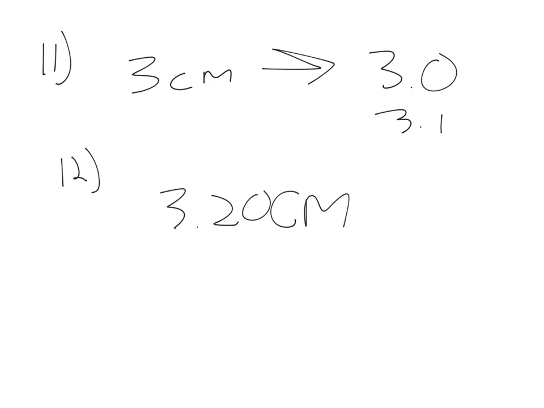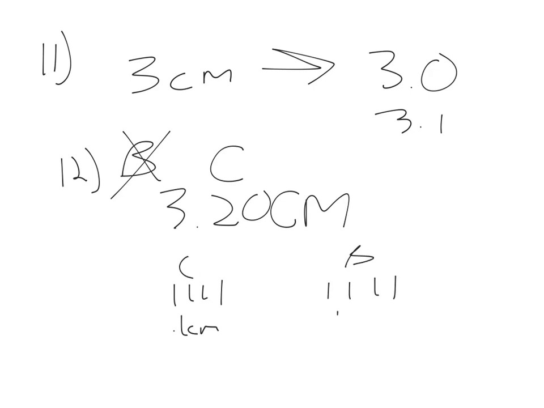But this is okay with ruler C, but you can't do it with ruler B. Why not? Well, look at ruler C. Ruler C, the lines are 0.1 centimeter lines. 0.1, 0.2, 0.3, etc. But the lines in ruler B are every 1 centimeter. So this is C, this is B. 1 centimeter. If you're at 1 centimeter, you can guess to 0.1 centimeters. But if you're at 1.1 centimeters, you can guess to 0.01 centimeters.